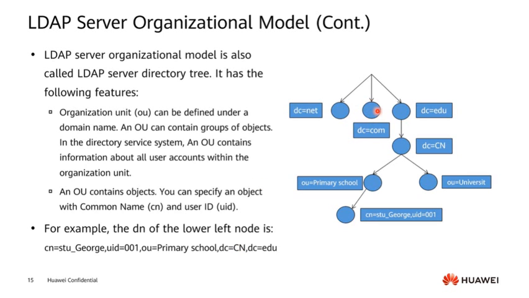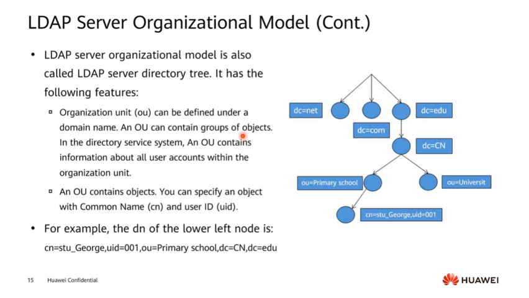Below the root directory, we have organization unit, or OU in short. Here, we say that an OU can contain groups of objects, and we can specify an object with common name and user ID. And in the directory service system, an OU contains information about all user accounts within the organization unit. You can simply regard an OU as the province information for a particular country.